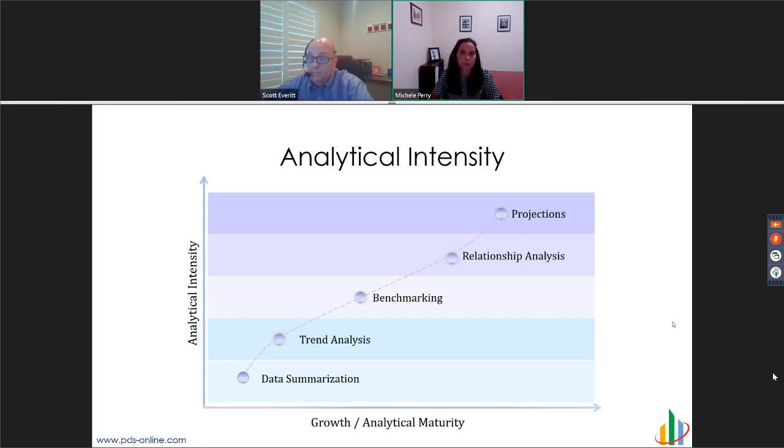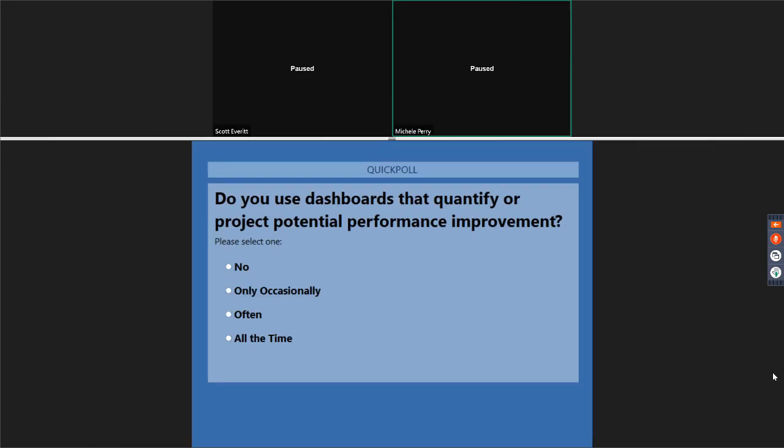So the last few dashboards that we looked at were at that higher level, where we were looking at relationship analysis, looking at work RVUs to patient satisfaction and charge lag and coding. And then that last one, we were looking at the projections and what the outcome is if we make improvements. So that brings us to another poll that we have. Do you use dashboards that quantify or project potential performance improvements? A is no, B is occasionally, C is often, D is all of the time. And different departments within your organization may be at different levels. So in general, are you doing any of these, or what we refer to as performance opportunities?